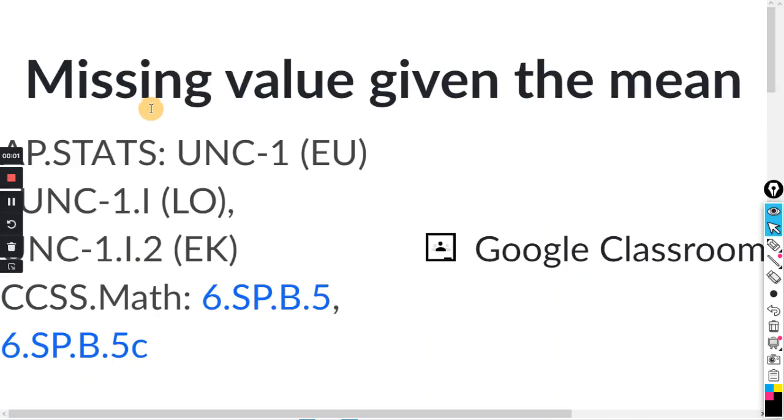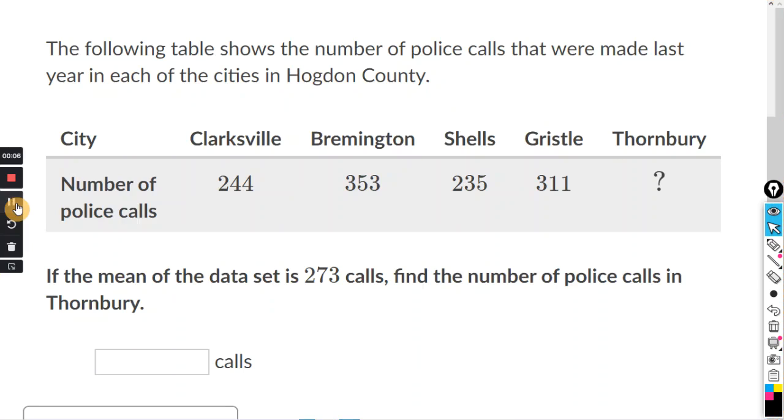This will be for the exercise, missing value given the mean. It says the following table shows the number of police calls that were made last year in each of the cities in Ogden County. They list the cities on the top, and these are the number of police calls in each city. Notice one value for the city of Thornbury is missing. If the mean of the data set is 273 calls, find the number of police calls in Thornbury. That's this one right here.